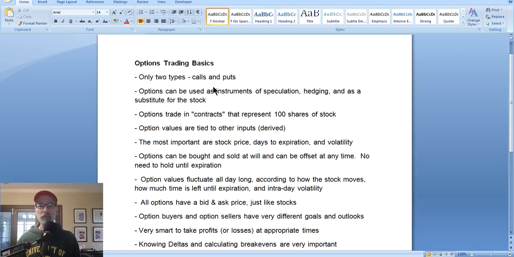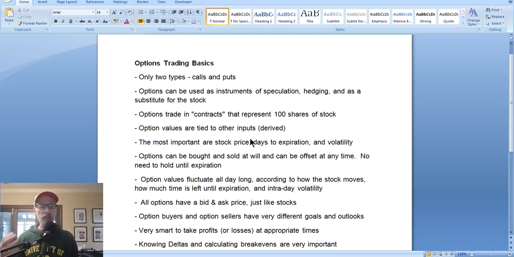Let's look at some of the information here. All option values are tied to other inputs. That's why options are called derivative contracts, because their value is derived from other sources. The three biggest things that give an option its price are the stock price of the stock you're looking at, how many days are left until expiration, and the volatility of that stock. Volatility is a measure of how erratic that stock has been fluctuating over some period in the past and how erratic it's expected to fluctuate sometime in the future. Those three things, the stock price, the days to expiration, and volatility, will have the biggest effect on an option's price.